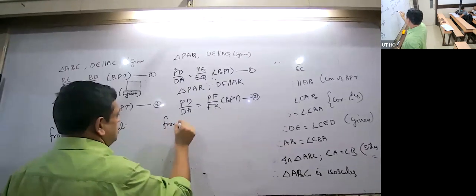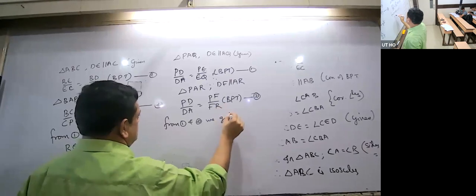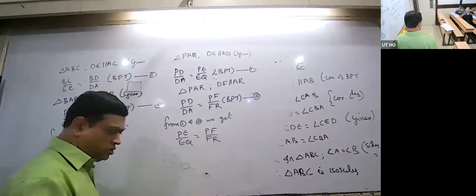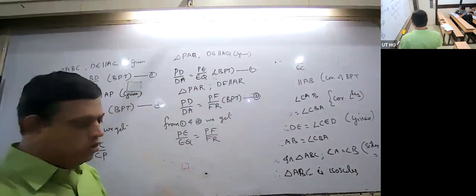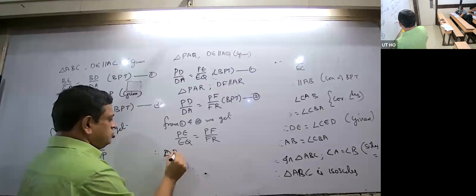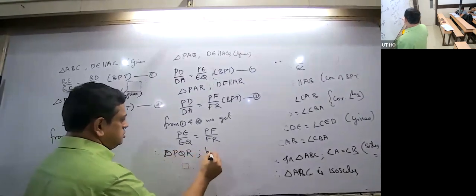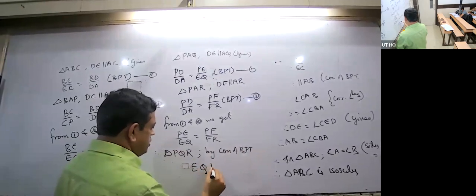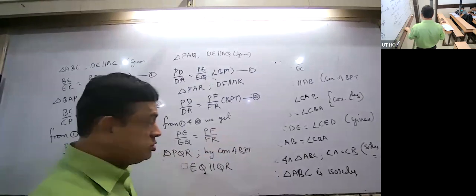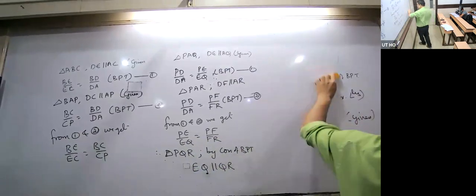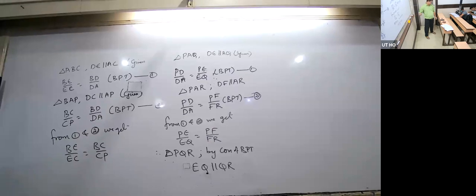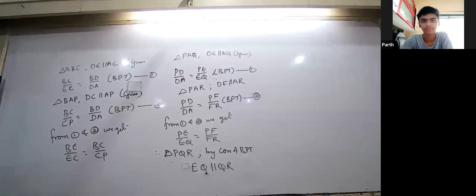So from 1 and 2 we get PE upon EQ is equal to PF upon FR. Therefore, in triangle PQR, by converse of BPT, what is parallel to EF? Check the steps, these are important. When you see this it is very easy, but you should know how to apply the steps. BPT applied, simplified, and what? Are you following? Yes, sir. Okay, others.